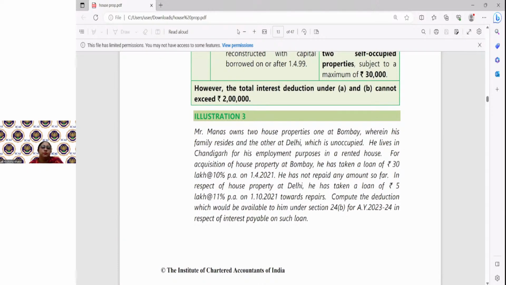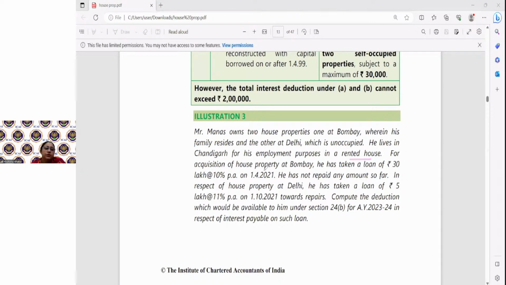So let's pick one illustration. Manas owns 2 house properties. One at Bombay, wherein his family resides. And one at Delhi, which is unoccupied. He lives in Chandigarh for the purpose of employment in a rented house.